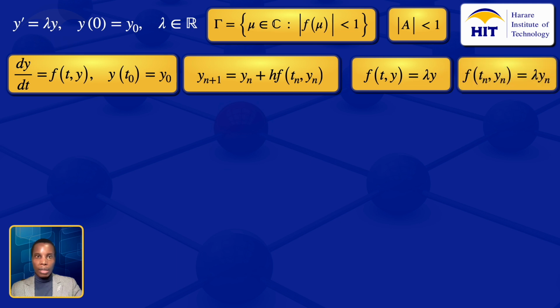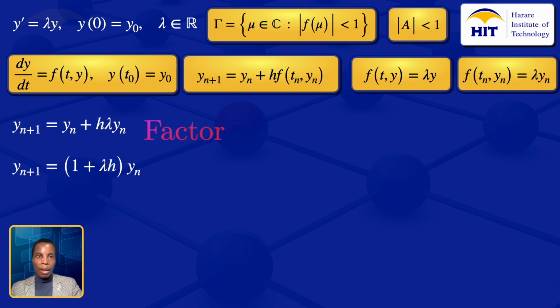And then we go on and substitute it into this formula here, so that we would have y n plus 1 equals y n plus h multiplied by lambda y n. What we can see there is y n is common. We can factor it out so that we have y n plus 1 equals 1 plus lambda multiplied by h, multiplied by y n. But this 1 plus lambda h is the one which is multiplying the y n, which we will now call the amplification factor. So we can write y n plus 1 equals A multiplied by y n, where the A there is the amplification factor, which is equal to 1 plus lambda multiplied by h.